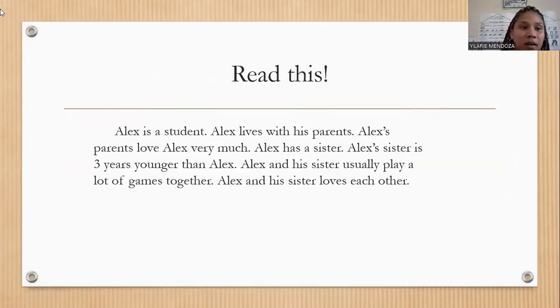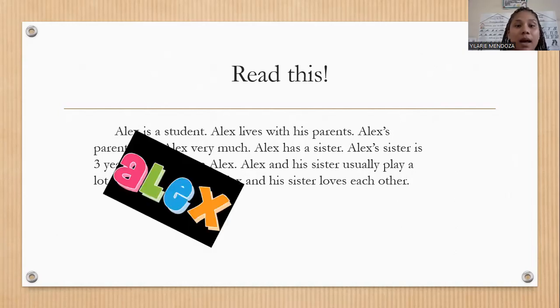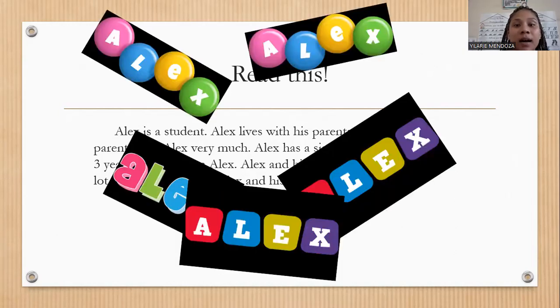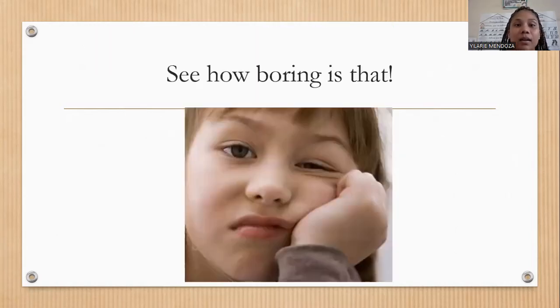Read this paragraph. Alice is a student. Alice lives with her parents. Alice's parents love Alice very much. Alice has a sister. Alice's sister is 3 years younger than Alice. Alice and her sister usually play a game together. Alice and her sister love each other. See how boring that is?